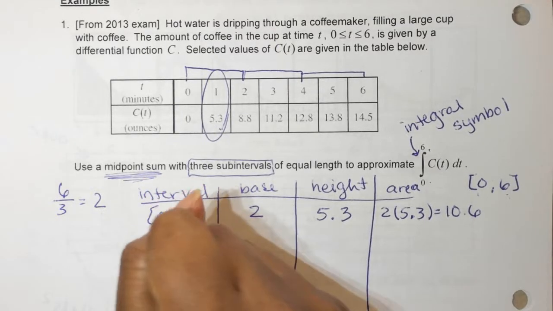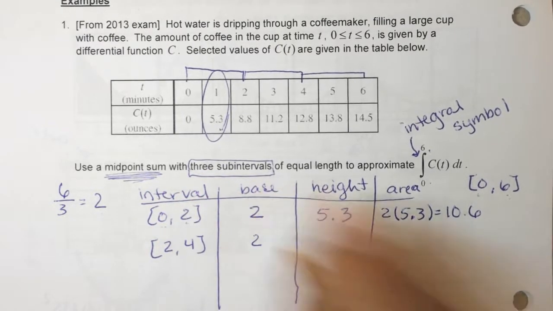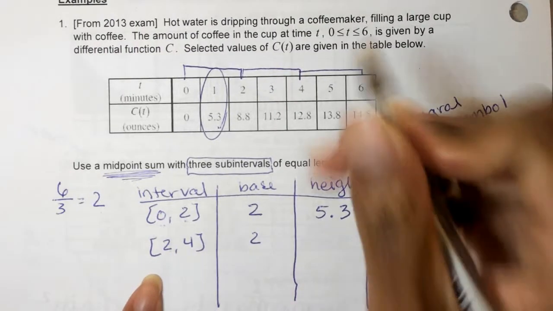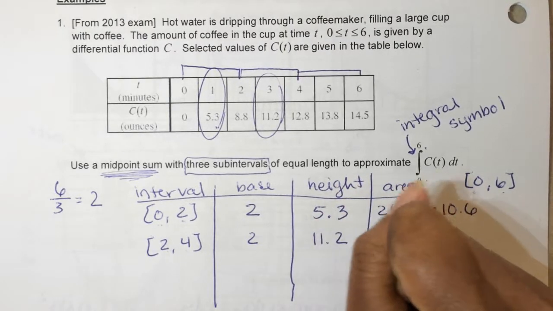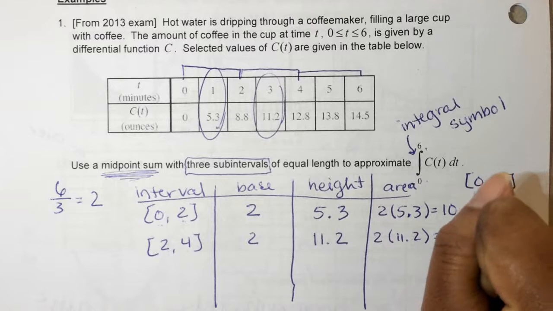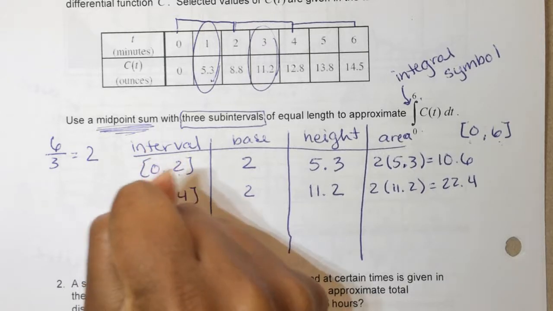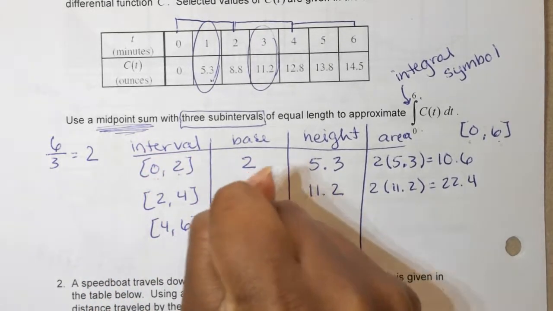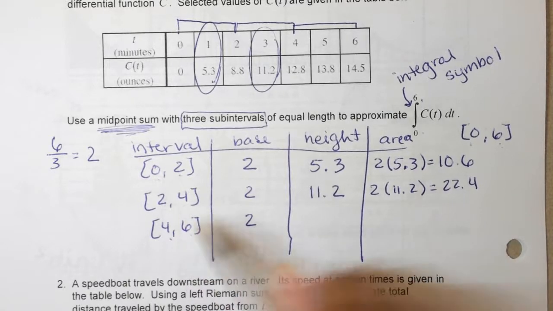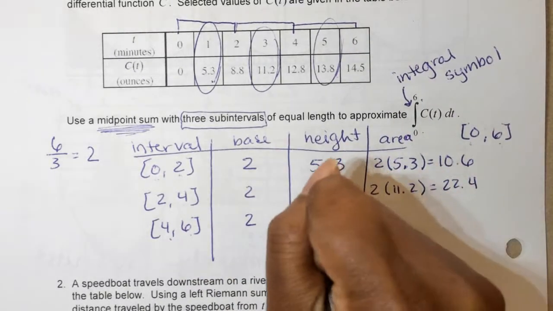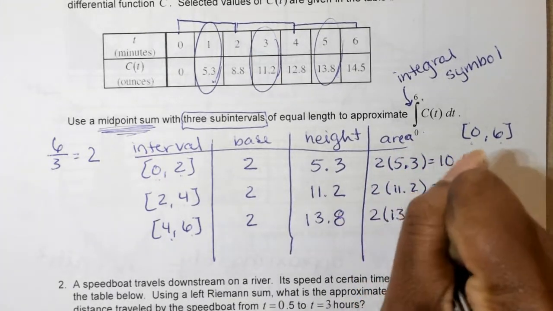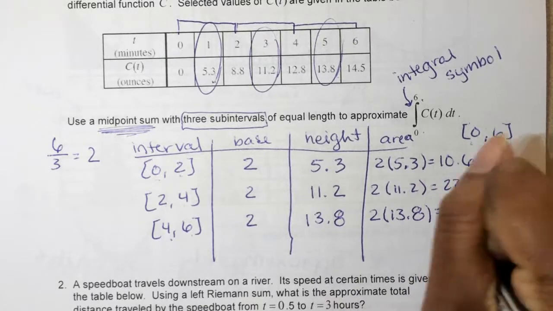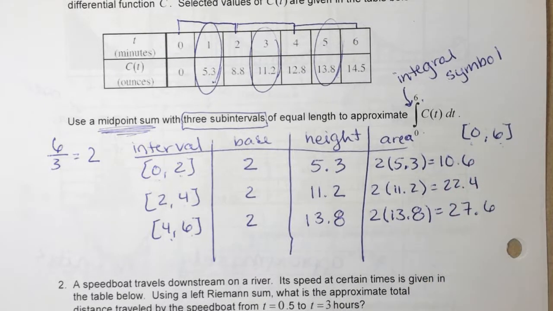Our next subinterval goes from 2 to 4, again with a base of 2. The number between 2 and 4 is 3, so our height is 11.2, and our area will be 2 times 11.2, which is 22.4. And our last subinterval goes from 4 to 6. Again, base of 2. And the number between 4 and 6 is 5. So our height is 13.8. So 2 times 13.8 is 27.6.